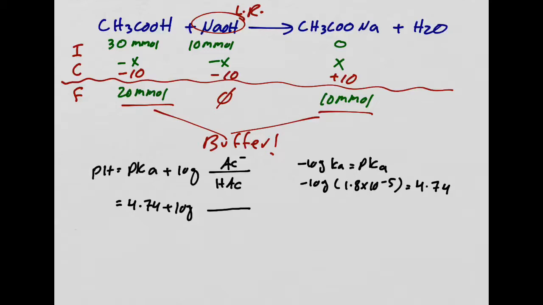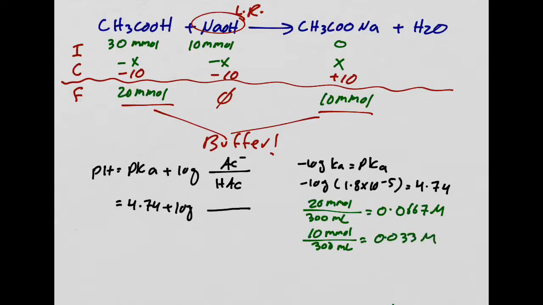So this is molarity. For acetic acid, I have 20 millimoles. Now, after you add everything together, your final volume is 300 mL. So what I end up getting is 0.0667 molar for acetic acid. And I ended up having 10 millimoles of acetate. And again, the final volume is 300 mL. That's the final volume. So I have 0.033 molar.